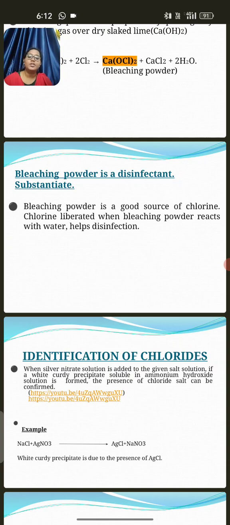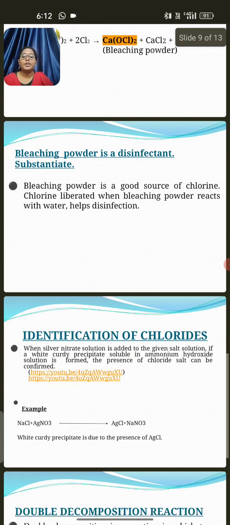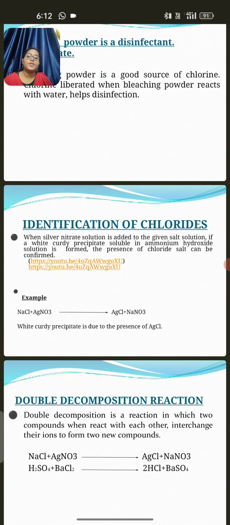Then the identification of chlorides. How can we identify chlorides? First of all, we take the salt solution in a test tube. Then we add silver nitrate solution. A white curdy precipitate is formed. To this we add ammonium hydroxide solution. Then the white curdy precipitate dissolves. Some examples are given. Sodium chloride plus AgNO3 gives AgCl plus NaNO3. KCl plus AgNO3 gives AgCl plus KNO3. Here the white curdy precipitate is due to the presence of silver chloride.